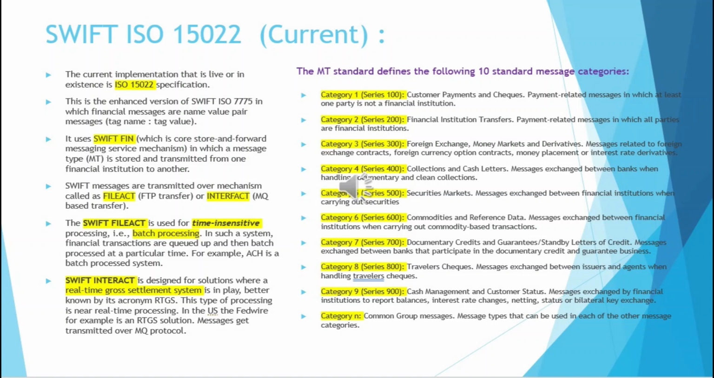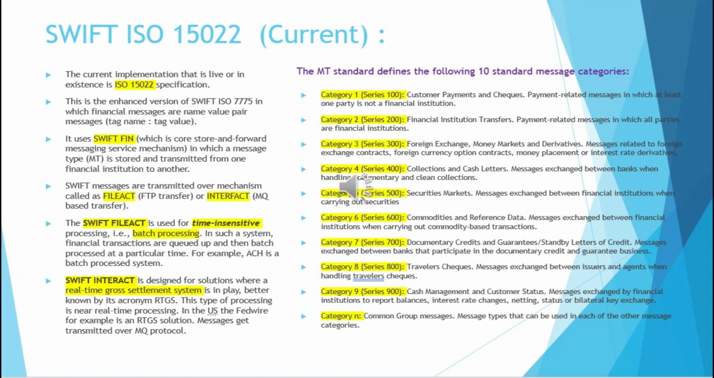Now on the right hand side we see the MT standard, which is being followed by the ISO 15022 format. These are categorized into different categories from category 1 to category 9 and category N. Now 100 series or category 1 represents the messages of type customer payments, and category 2 represents financial institution transfer. This type of messaging we are going to cover as an example in this presentation.